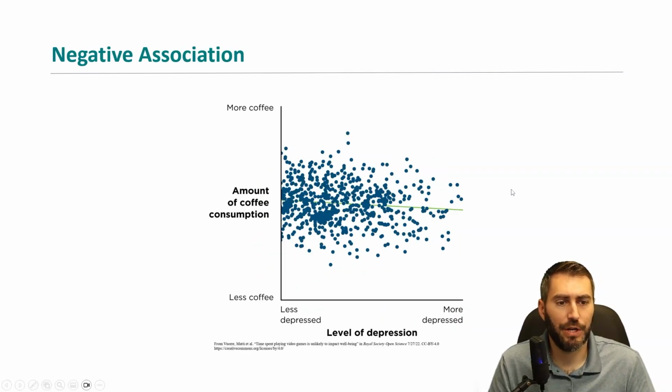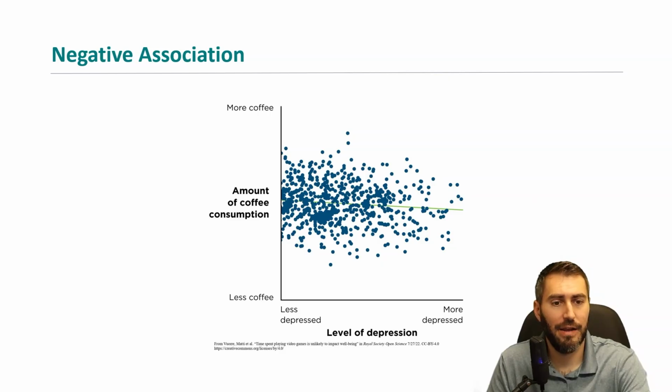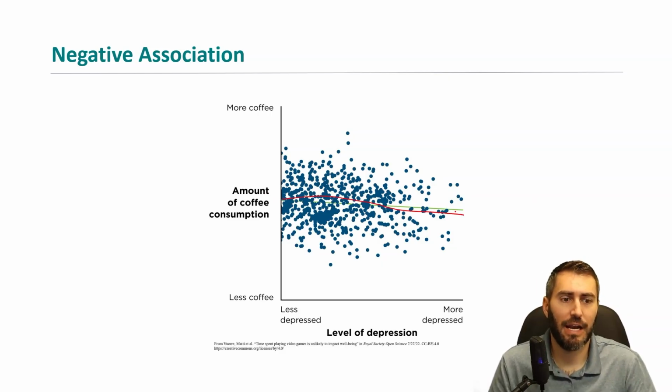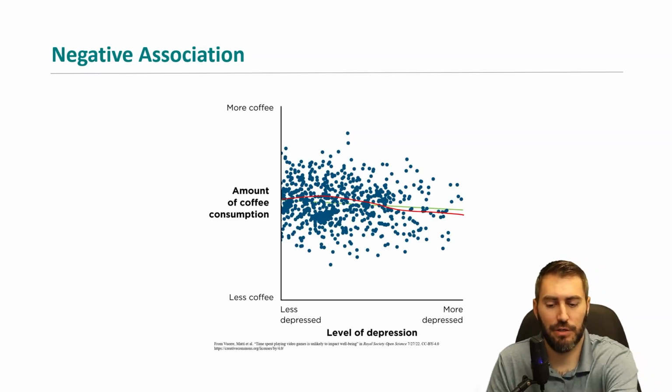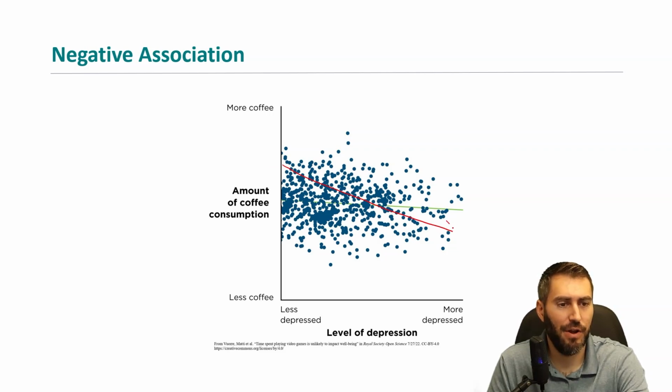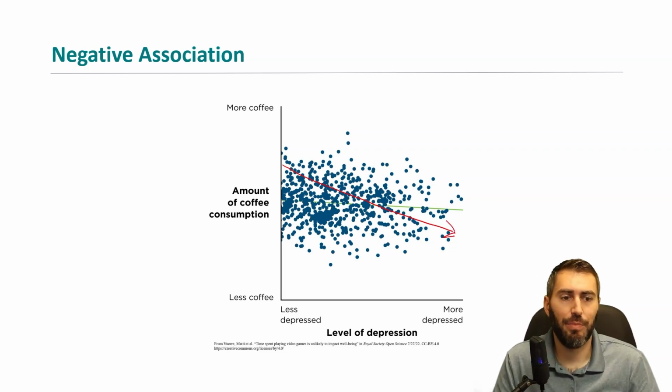On the other hand, we can look at negative associations. This is just the opposite, where we see a downward slope of our line. Let me see if I can do that a little bit better. Again, this one's a little bit hard to see, but let's assume that the line goes down. We see this negative slope, and this tells us we have a negative association.